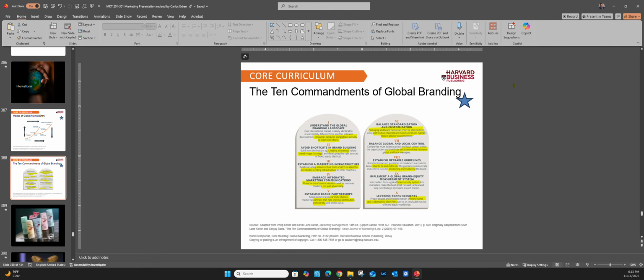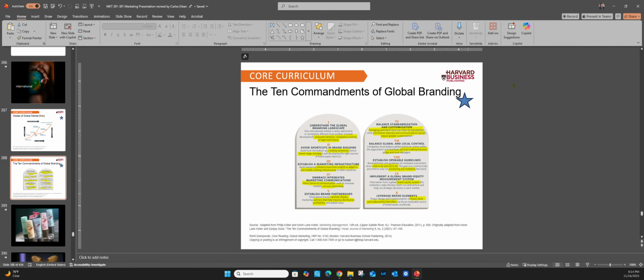Again, this also depends on the strategy, right? So if you have a global strategy where your brand is recognized everywhere, then that can be standardized. If you have a completely different brand, then that needs to be customized. So you need to balance this, and that would be number 7. Balance global and local controls. So typically, local managers will make some decisions, and some are done on a global basis.